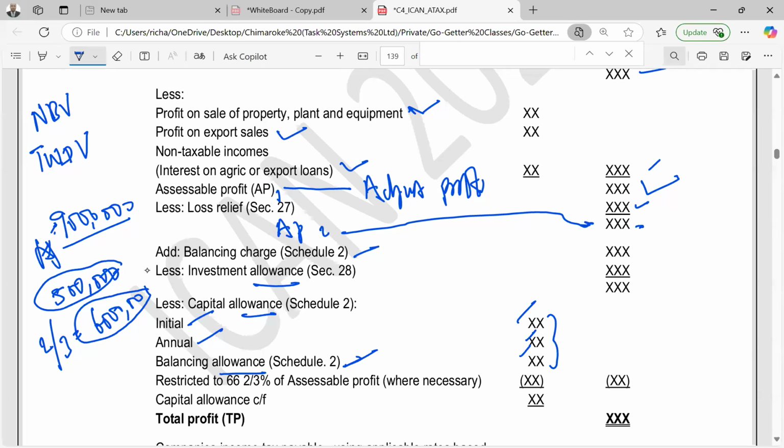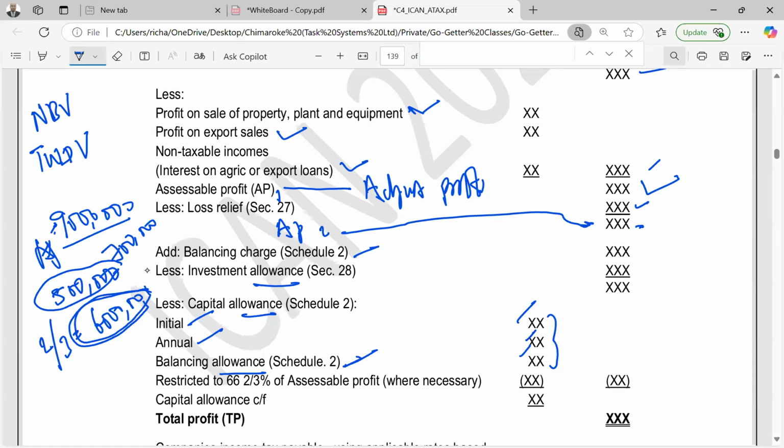But if it was 700,000 and the maximum deductible is 600,000, only 600,000 can be deducted. Now, you see, you have 700 to deduct from 900. Your tax would have reduced drastically. But the law says you can only deduct 600, meaning that 100 will be carried forward. There are some companies that have that kind of provision.